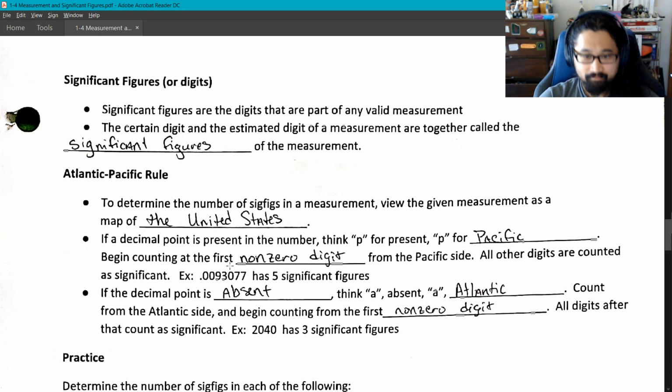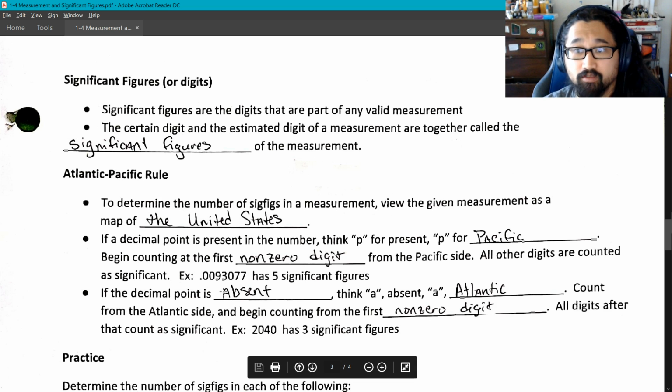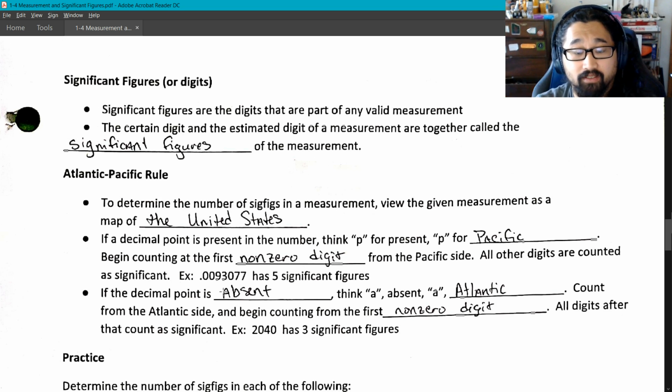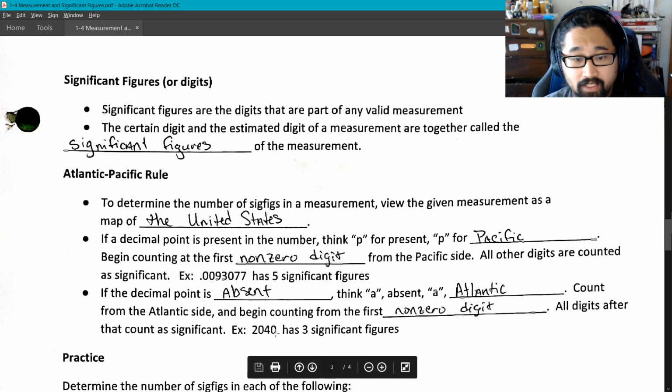Wish I was kidding. Alright, if the decimal point is absent, if there's no decimal place, A for absent, A for Atlantic, we're going to count from the right side. We're going to do the same thing. Find the first number that isn't 0 and start counting it and everything else over.